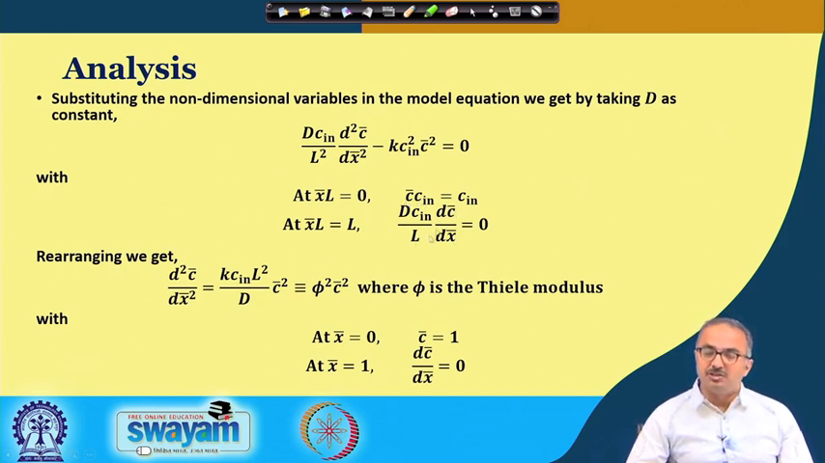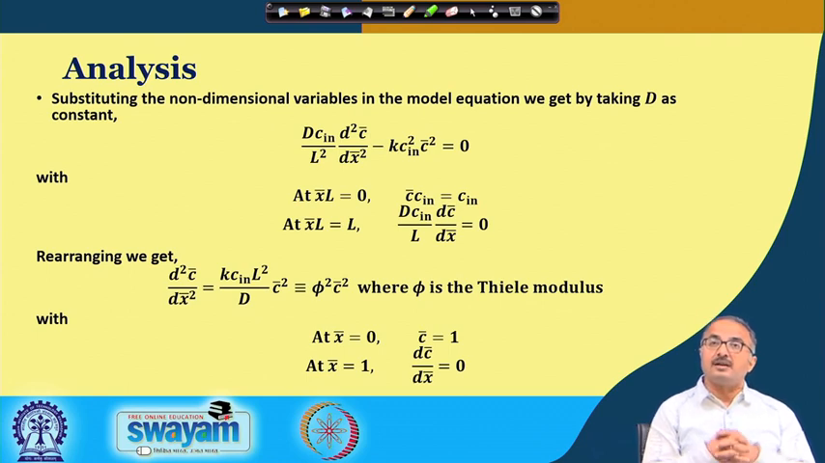Okay? And after you do the manipulations, we obtain this particular equation, that is the mass balance equation, and these equations we got for the boundary conditions. And as I told you earlier, when you are non-dimensionalizing, you land up with some non-dimensional numbers, and here we have one non-dimensional number, that is phi, and this phi is called the Thiele modulus.